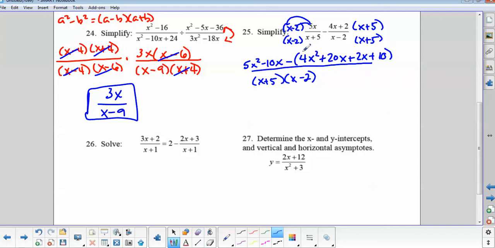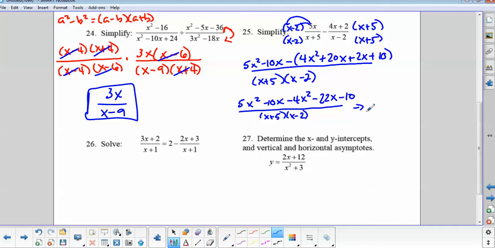Alright, so we're going to distribute that minus to everything. So I still have 5x squared minus 10x, and then I have minus 4x squared. And this combines to make 22x, and this minus distributes to that as well. So minus 22x, and the minus distributes to the 10, so it's minus 10. And still over x plus 5, x minus 2.